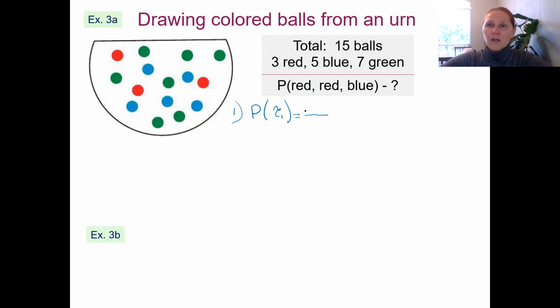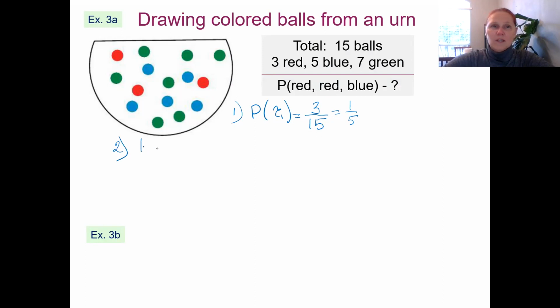will be the fraction with the number of red balls in the numerator, there are 3 here, divided by the total number of balls. So the probability to get a red ball is 3 over 15. We can simplify this fraction by dividing numerator and denominator by 3: 1 over 5. Then the second stage, we want to draw a second ball, which is also red.